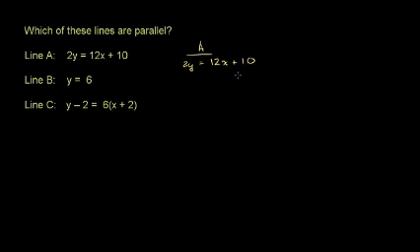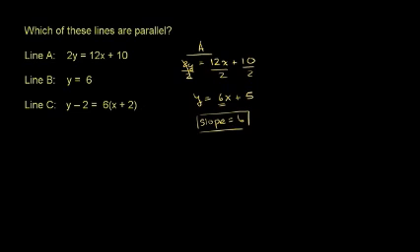We're almost in slope-intercept form. We can just divide both sides of this equation by 2. Let's divide all the terms by 2. We get y is equal to 6x, right? 12 divided by 2, 6x plus 5. So we have it in slope-intercept form. Our slope in this case is equal to 6. Let's try line B.